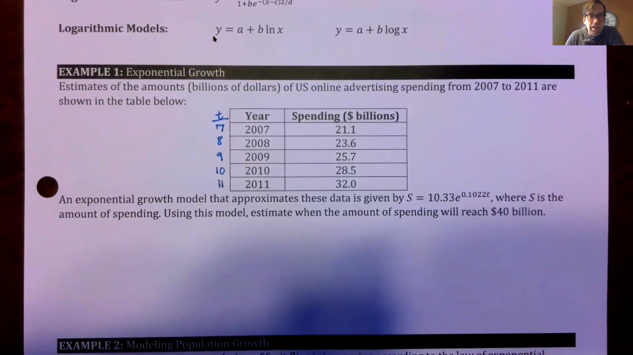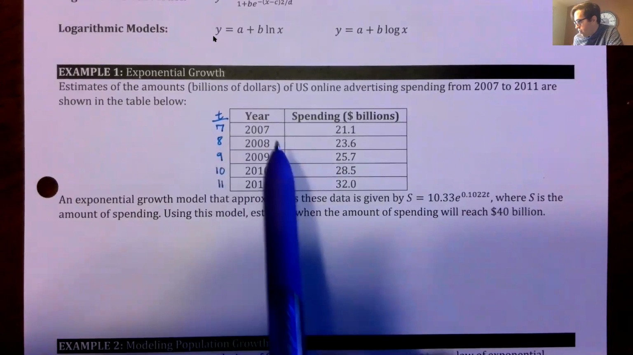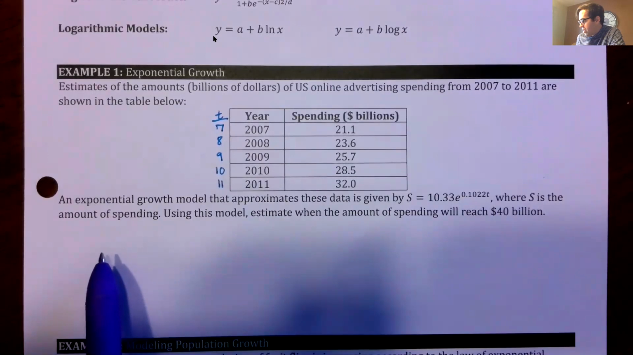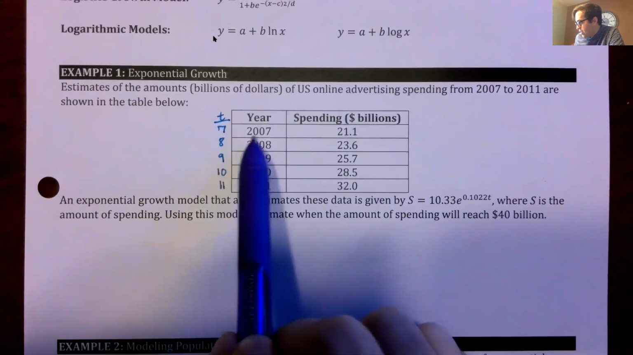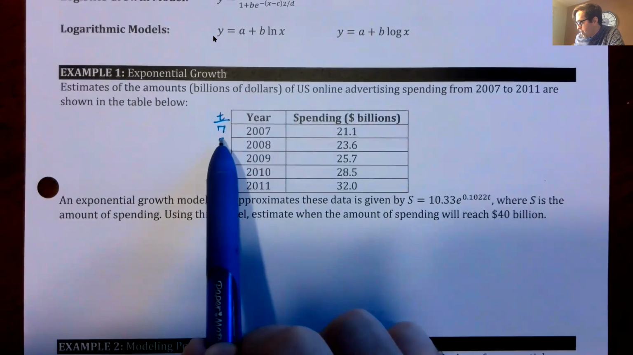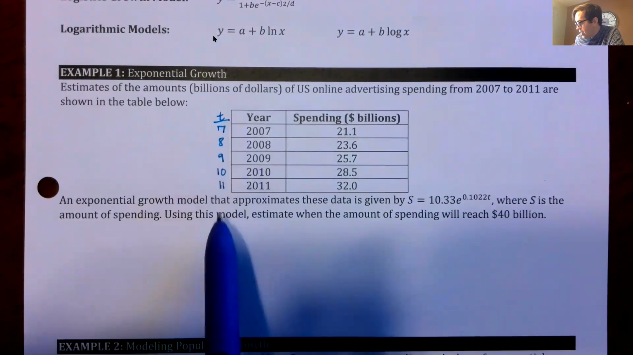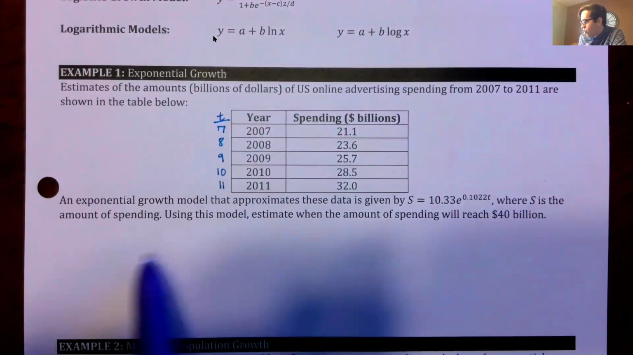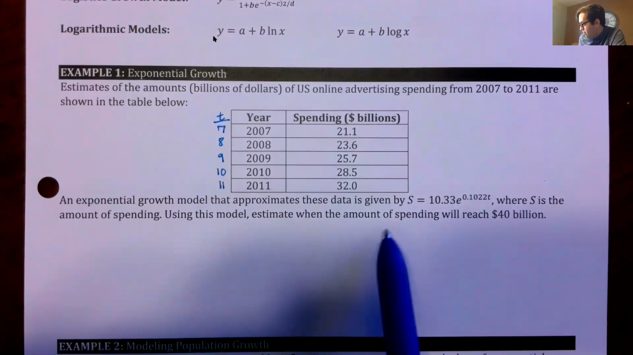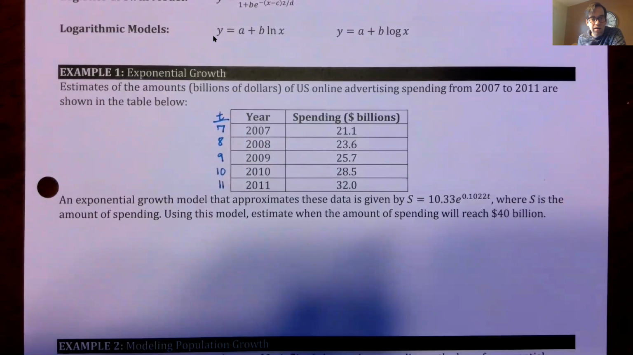So let's take a look at example 1. Estimates of the amounts in billions of dollars of US online advertising spending from 2007 to 2011 are shown in the table below. I already labeled it because I forgot when I was typing this question to say that 2007 represented a t of 7. So for the years, we're going to be using 7, 8, 9, 10, and 11 as the t value that we plug in. An exponential growth model that approximates this data is given by this formula here, where S is the amount of spending. Using this model, estimate when the amount of spending will reach $40 billion.